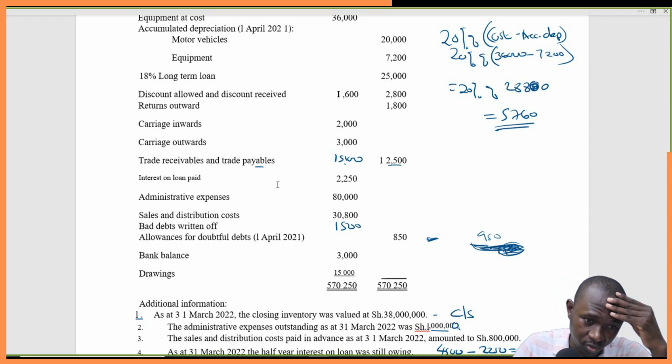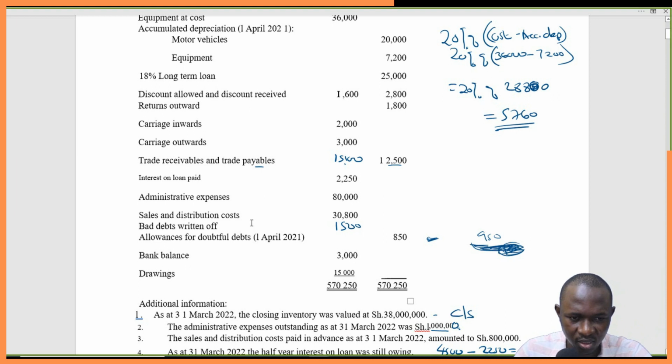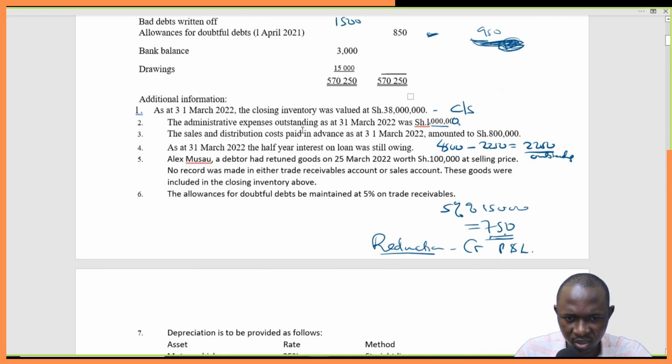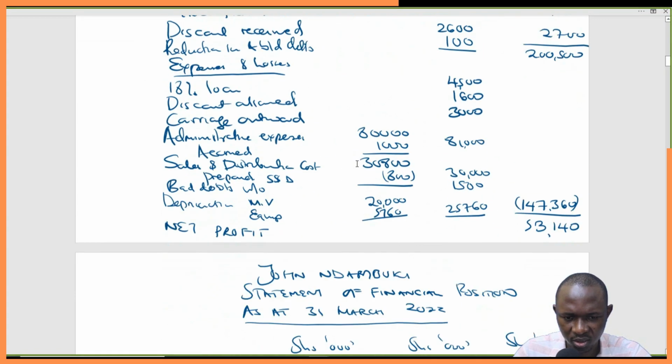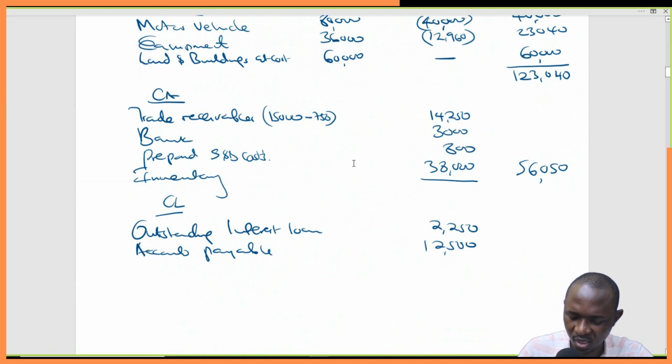Interest on loan paid, we've already worked on this. Administrative expenses, there was an outstanding amount. So we say accrued administrative expense, 100. It's a liability, a current liability at that.